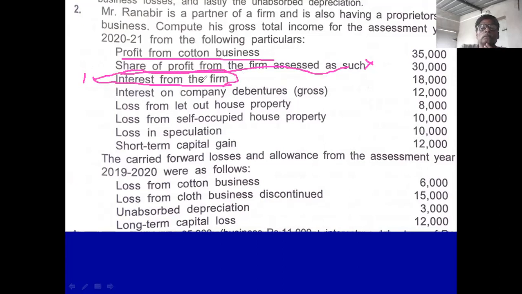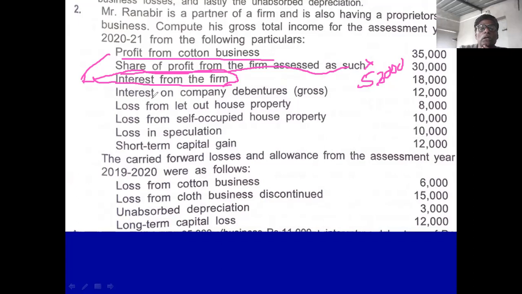Interest from the firm is income from business. So there are two incomes from business: one is income from cotton business, another is income from partnership firm. Totally, 35 plus 18, 53,000. Okay, 53,000 is the current year income from business.